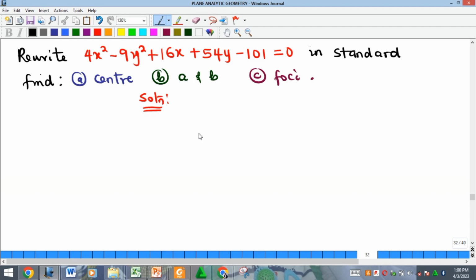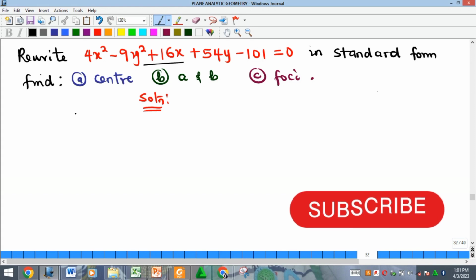Hi everyone. So in this video we also want to solve another problem that is related to hyperbola. Here we are asked to rewrite this general form of hyperbola into its standard form, and then we should also find the same things we found in the previous video. You may like to also see that video. So here, what do we do?